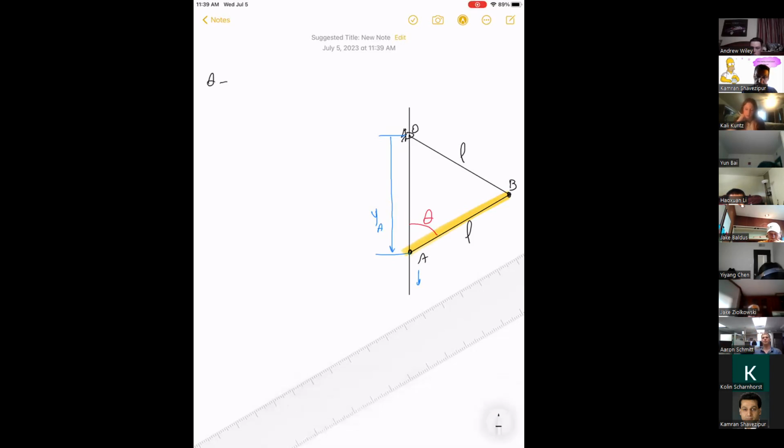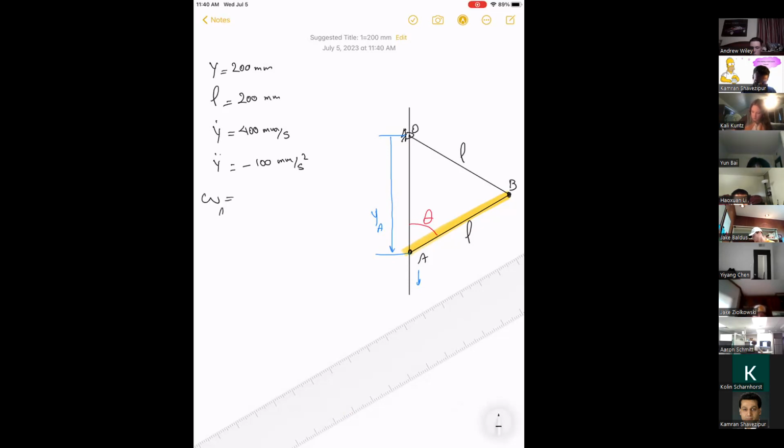So we have theta at that moment is 60 degree. Oh no, sorry, it doesn't say theta is 60, it says Y. Y is 200 millimeter. L is 200 millimeter. Y dot is 400 millimeter per second. And Y double dot is minus 100 millimeter per second square. Okay. We are looking for omega AB and alpha AB.